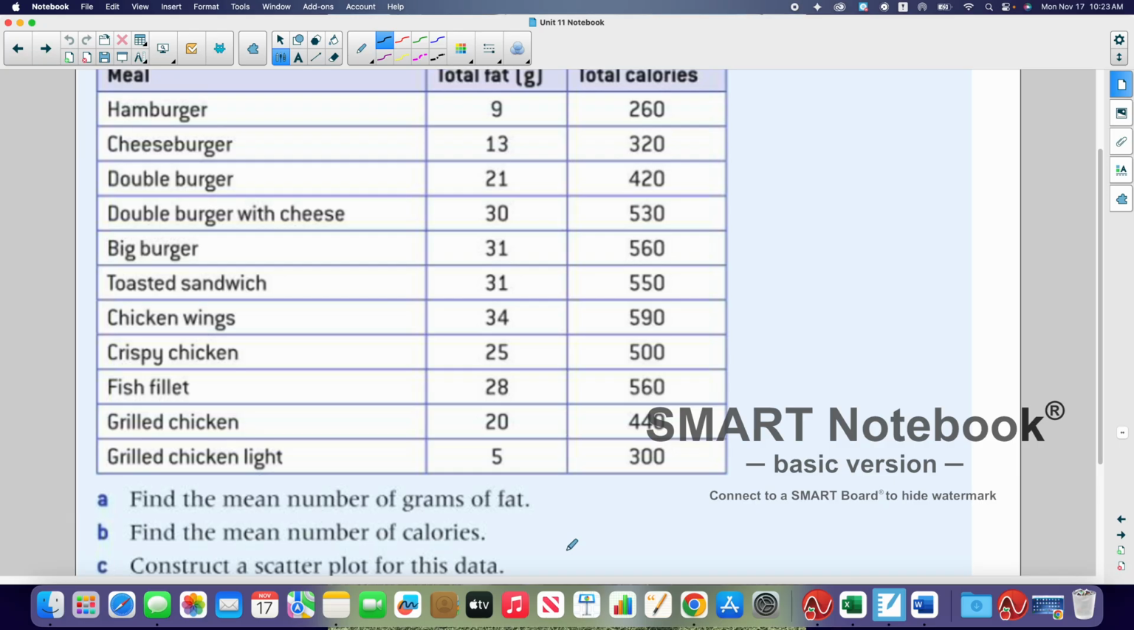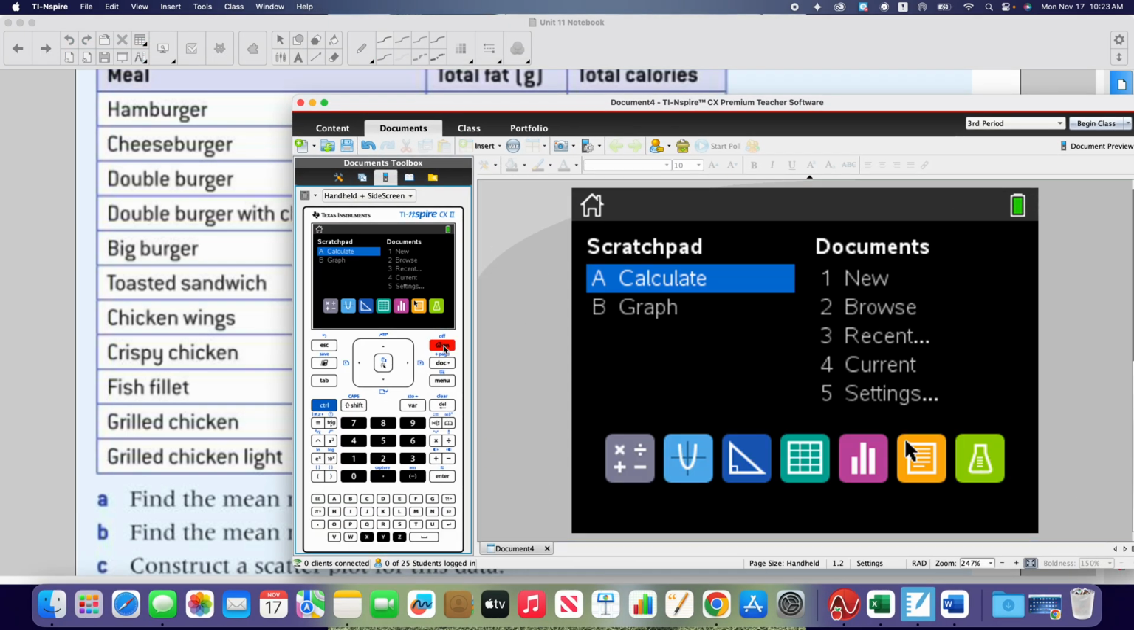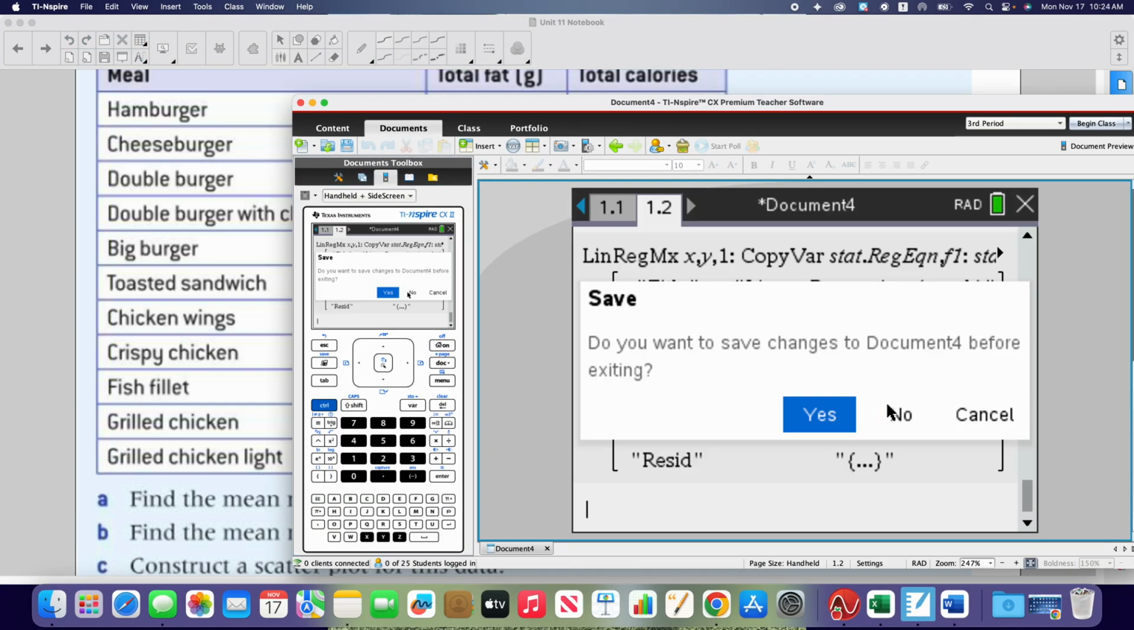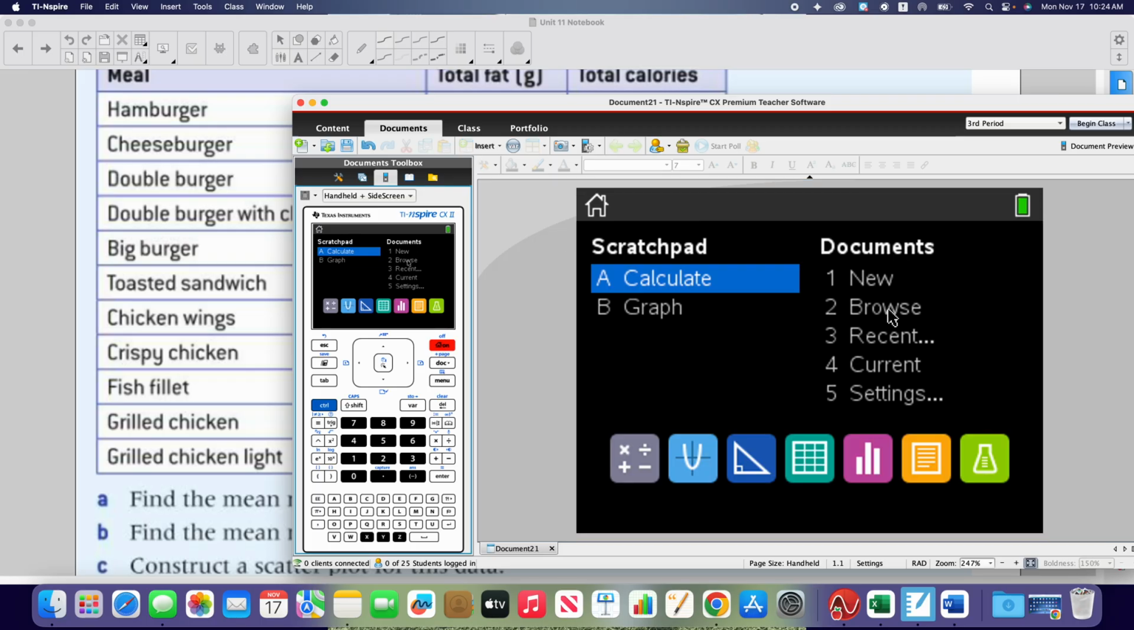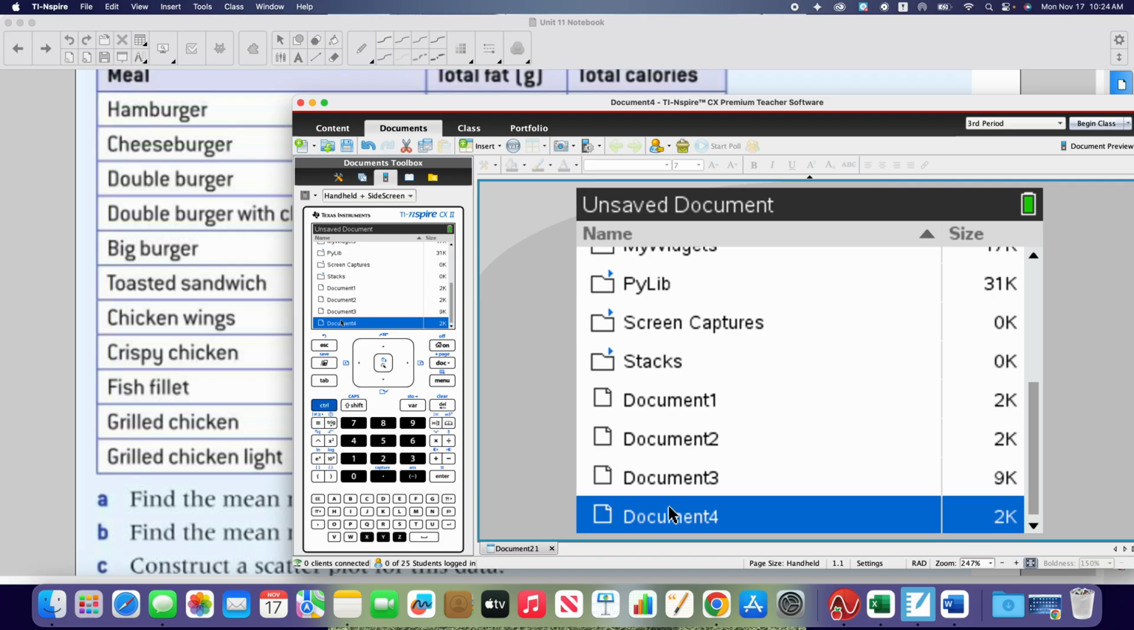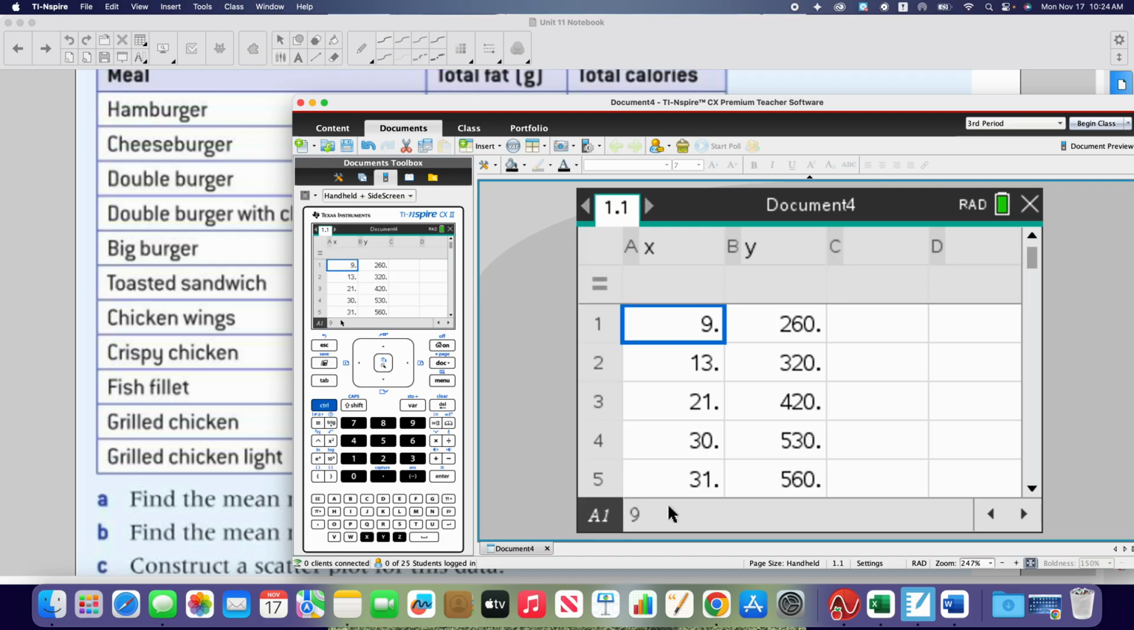Okay. So I asked you to plug that in as a warm-up. So I'm going to go over here. I do have that plugged in already. Let me pull that up real quick. So here's the data. All right. Once you have the data in, how do you go find the mean fat and the mean calories?